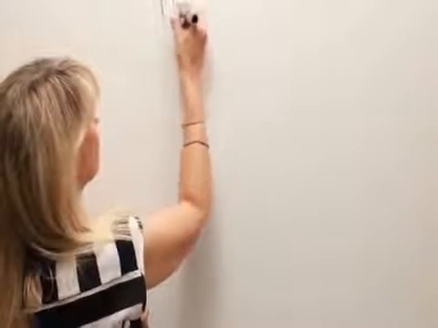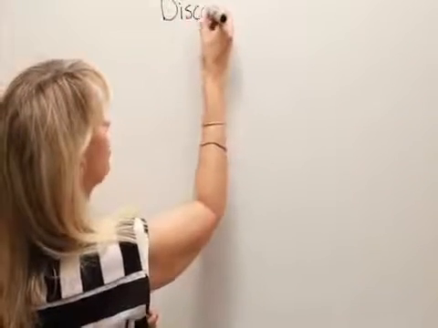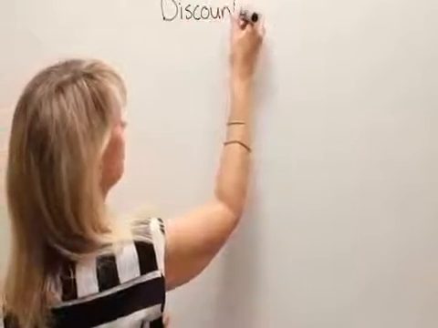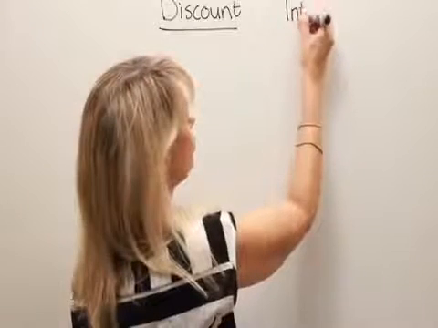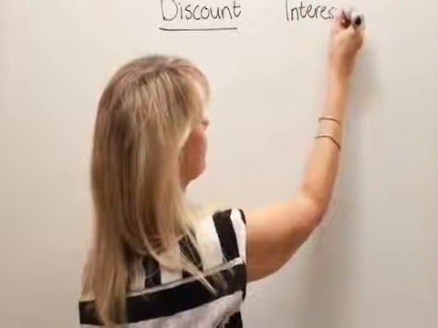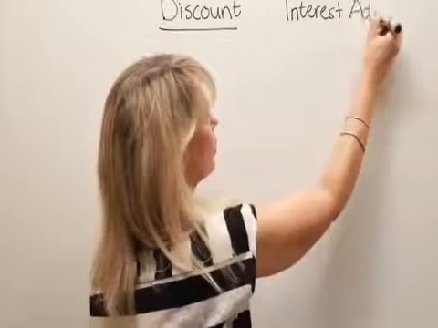I'm going to give you an overview concerning the different types of money market instruments that you are going to do calculations about. The first two that we want you to be able to distinguish between are discount instruments and interest add-on instruments.